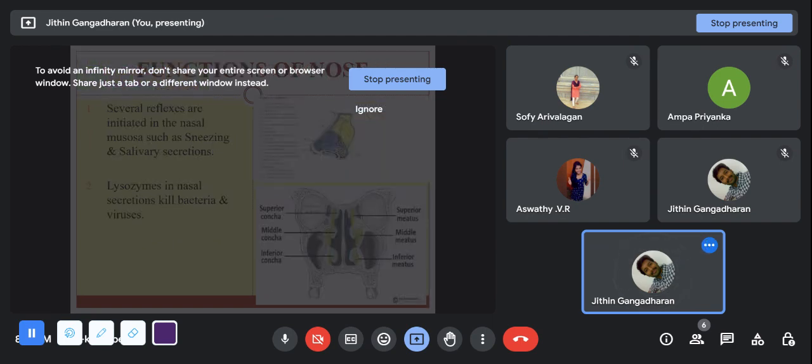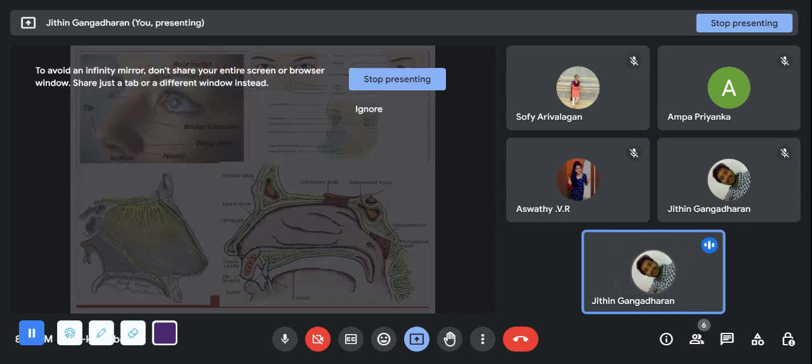Clear? Now, what are the functions of the nose? As we have already said, the main function of the nose is olfaction, and it secretes mucosa. The mucosa will be secreted in the nose. There is also lysozyme present in the nasal secretion, which kills the bacteria and the viruses. Look into this picture. This picture will help you to understand what is inside the nose. There is the superior concha, middle concha, and inferior concha, and the inferior meatus, middle meatus, and superior meatus.